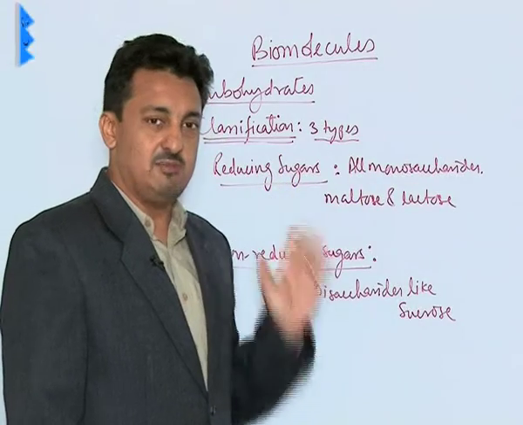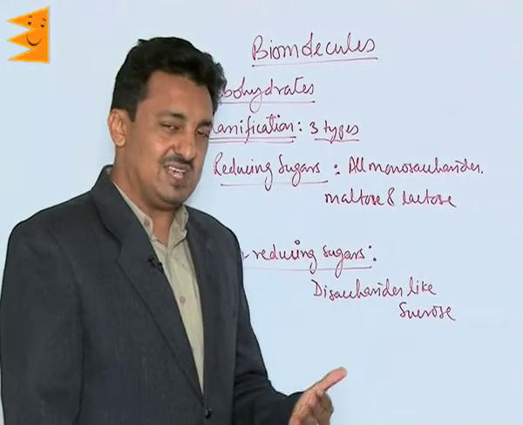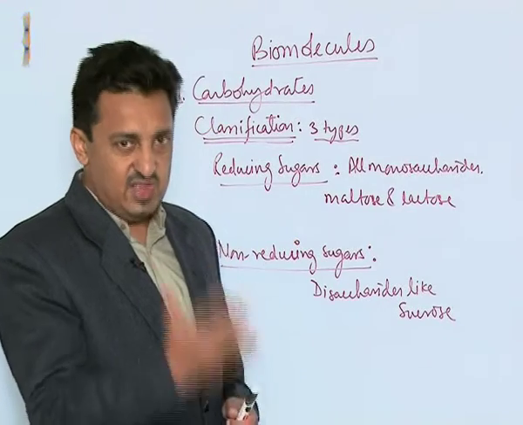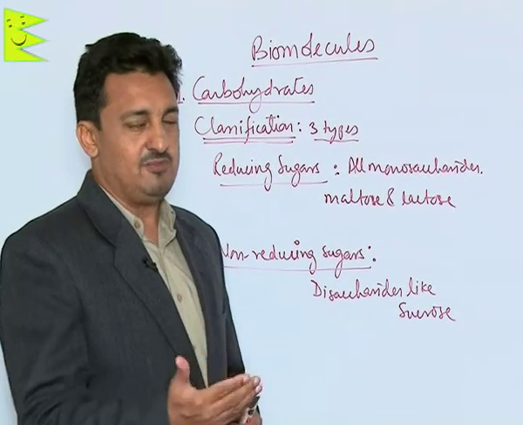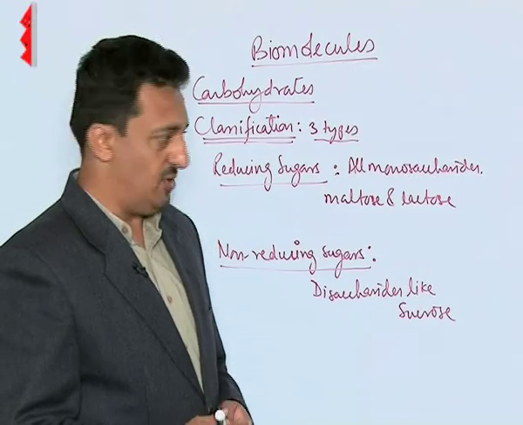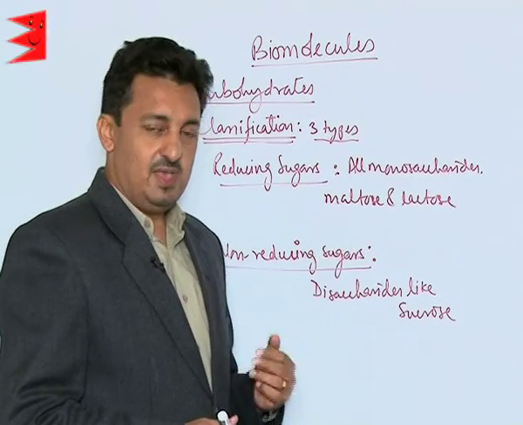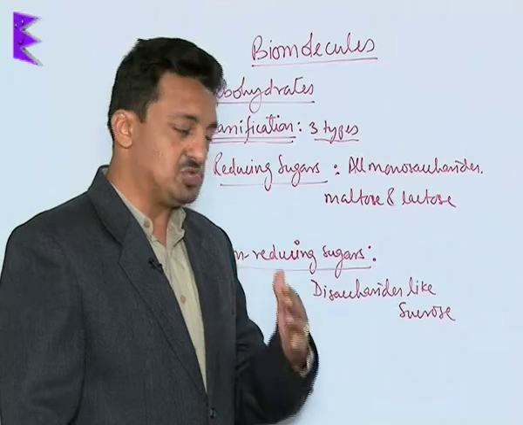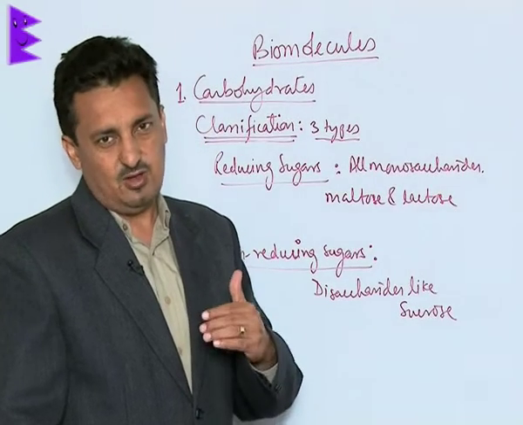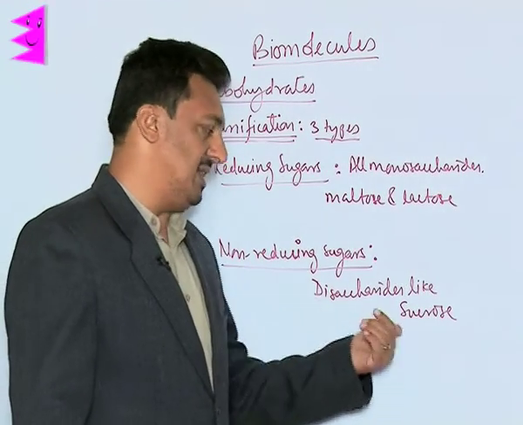So all monosaccharides come into this category, and those disaccharides whose functional groups are free can be reduced, so they also come into the category of reducing sugars, like maltose and lactose. Whereas all disaccharides whose functional groups, the aldehyde or ketone groups, are not free are non-reducing, for example sucrose.